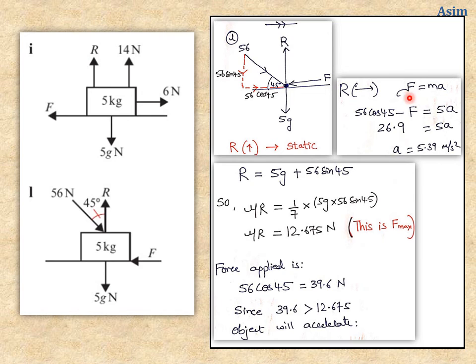Here, again because the job is to find acceleration, this designer F is resultant force is mass into acceleration. If I resolve right as positive, this 56 cos 45 will be positive, F will be negative, and with simple mathematics, the acceleration is 5.39 meter per second square. Next.